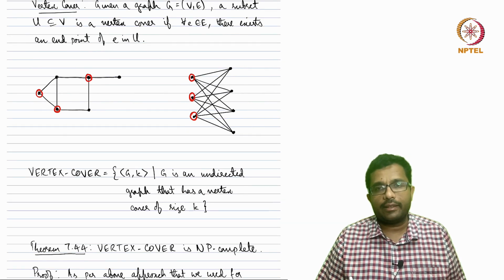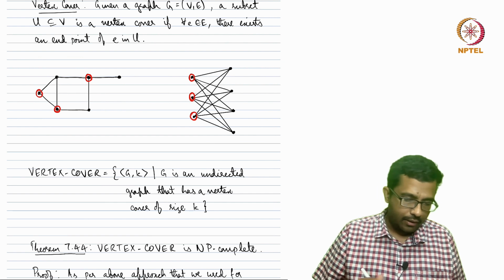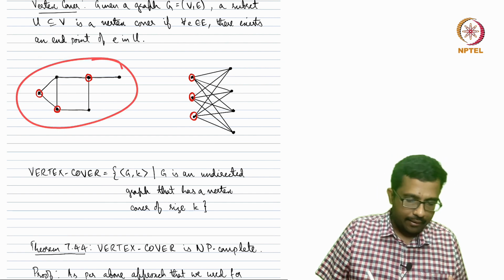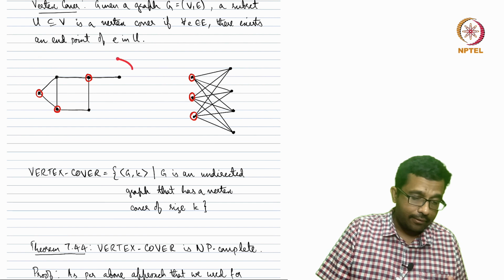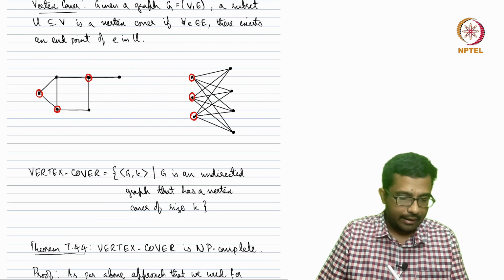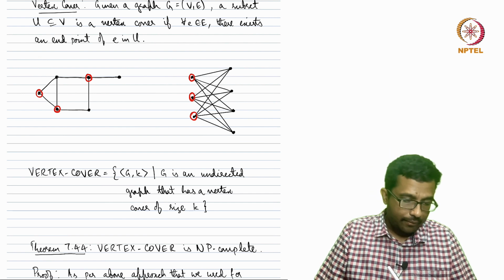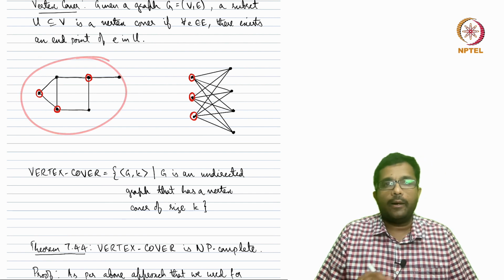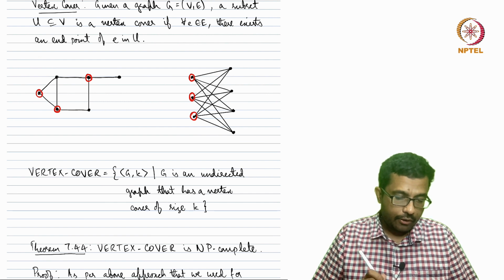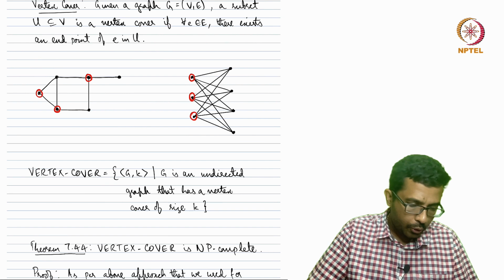G is an undirected graph with a vertex cover of size K. So this graph and number 3 we will accept. This graph and number 4 also is a yes instance, because it has a vertex cover of size 3, it also has a vertex cover of size 4. This graph and 2 we will not accept, because if you look at it, there are no 2 vertices.